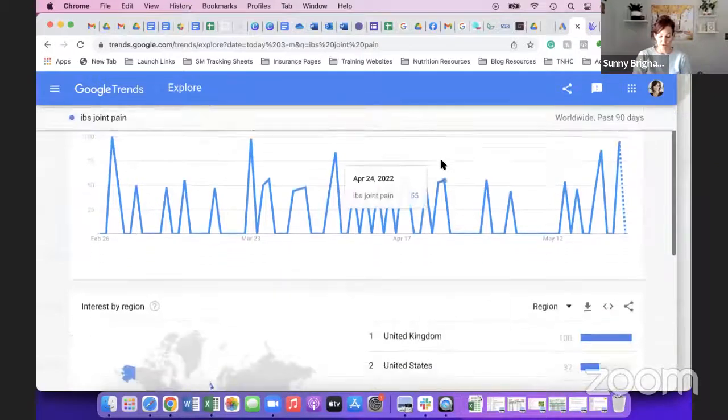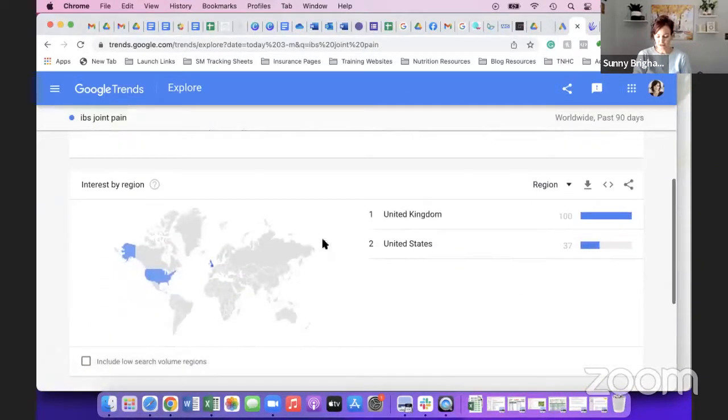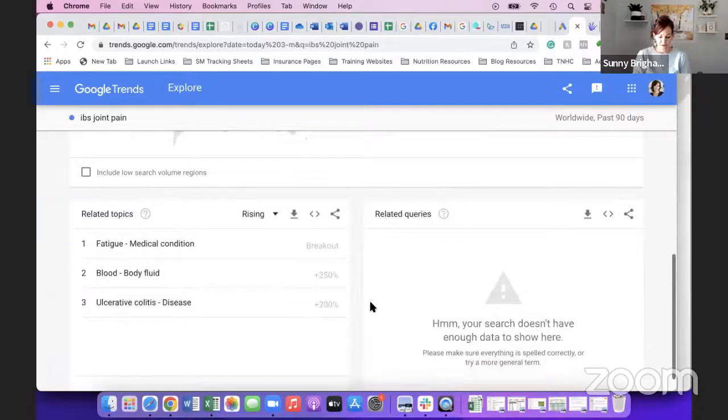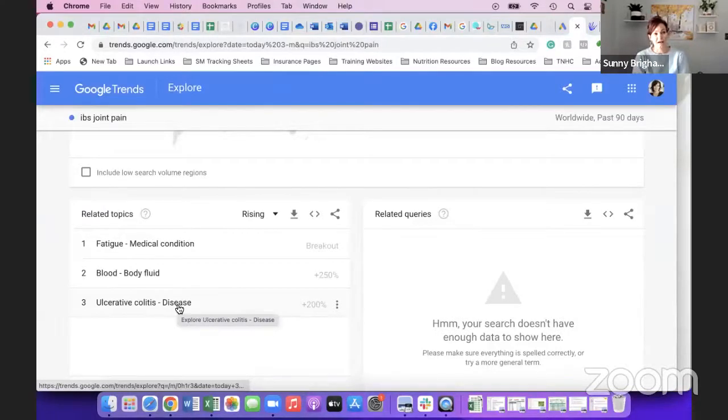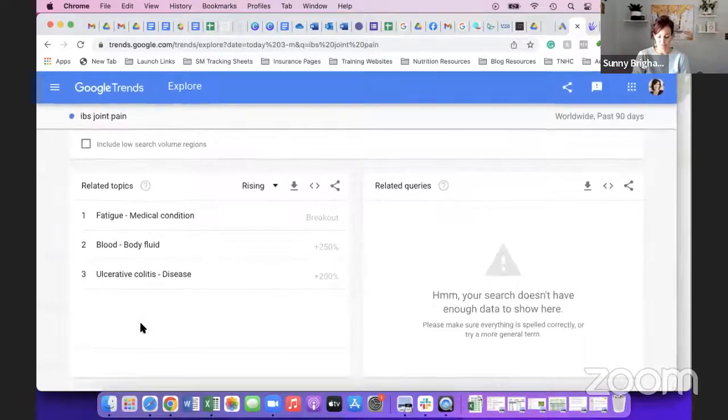But if there's a pretty consistent trend over time, I think that's a good keyword or a trend to kind of focus on. And you can see here that most people are searching for IBS and joint pain in the United Kingdom and the United States. Some related topics are fatigue, body fluid, but maybe ulcerative colitis. So ulcerative colitis, because sometimes it can moonlight as IBS, they think they have IBS and then it ends up being something worse like ulcerative colitis or Crohn's disease. And so once they do a little bit more searching, then they kind of figure it out. So this is where you kind of see those related topics.